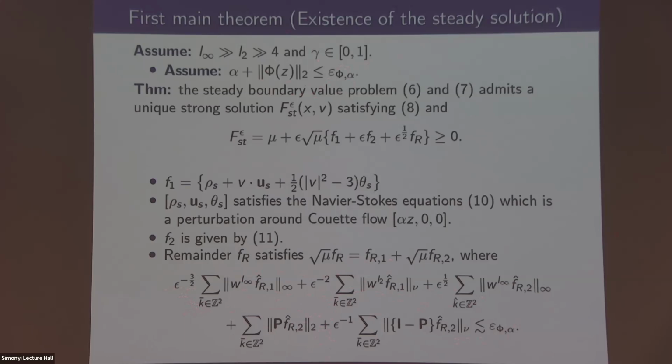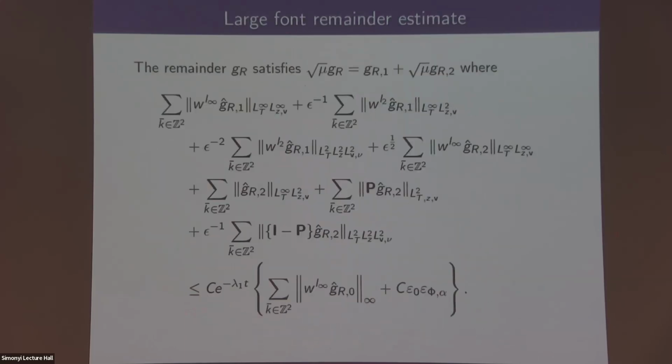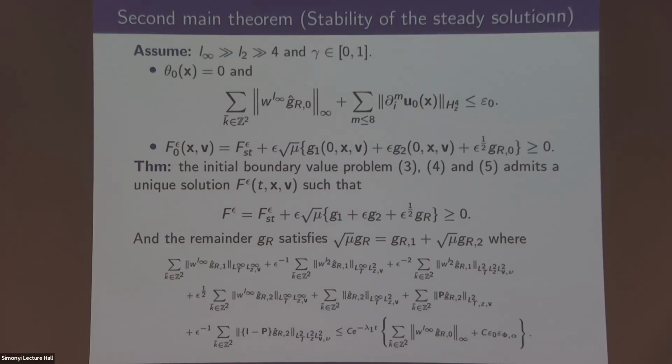Okay, let me not try to explain those norms anymore, but that's the estimate that you get. And okay, the second main theorem, on stability of a steady solution. You assume that the weights are bigger than 4 again, and you assume that initially theta 0 equals 0, and you assume a smallness condition on the remainder, and the eighth derivative of the fluid initial data is bounded, and these are only derivatives in z.